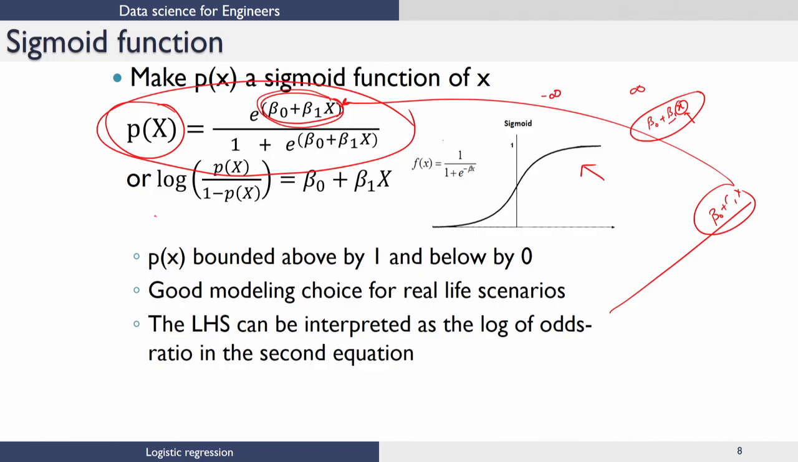You can rearrange this in this form and say log of p of x divided by 1 minus p of x is beta naught plus beta 1 x. The reason I show you this form is that the left hand side can be interpreted as the log of the odds ratio, which is an idea that is used in several places. So, that is the connection here.